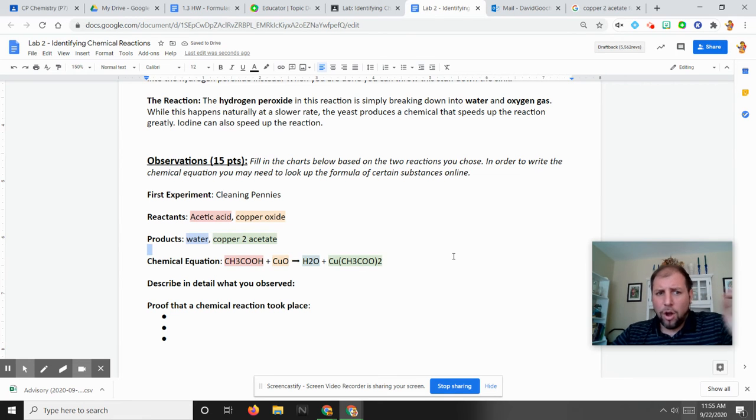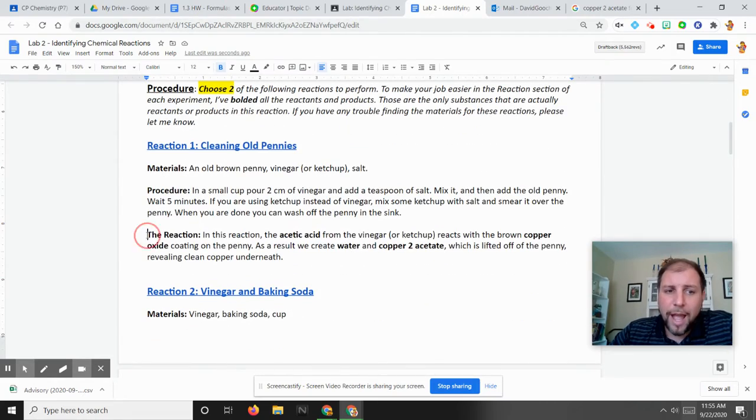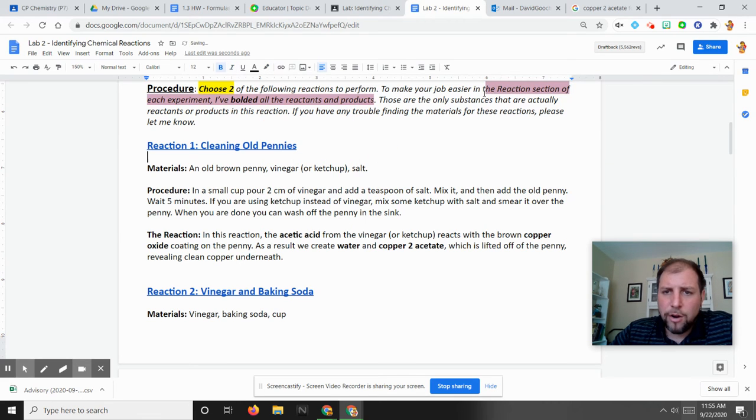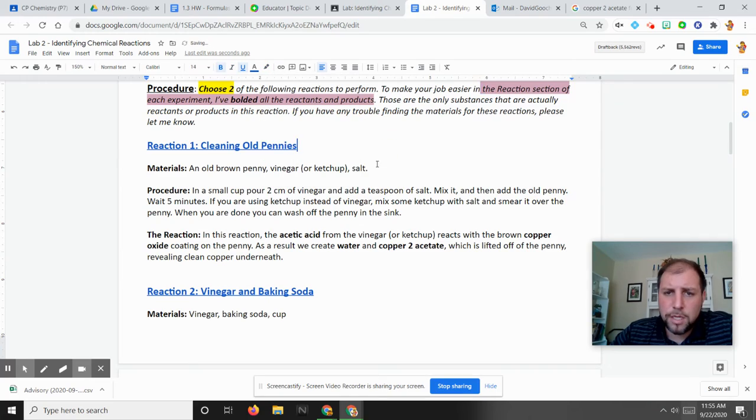Now, again, to make your job easier, if you go look at the reaction described for each of these experiments, I have bolded all the reactants and products, right? In the reactants section of each experiment, I've bolded the reactants and products. So you're not going to get confused by other stuff. All right, that's present there. Okay, I hope that helps.